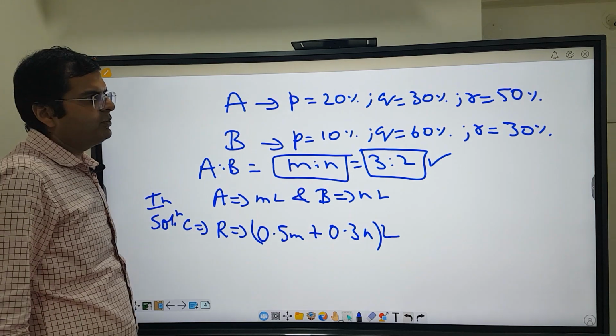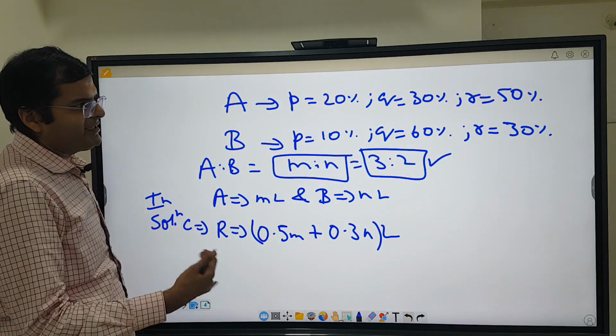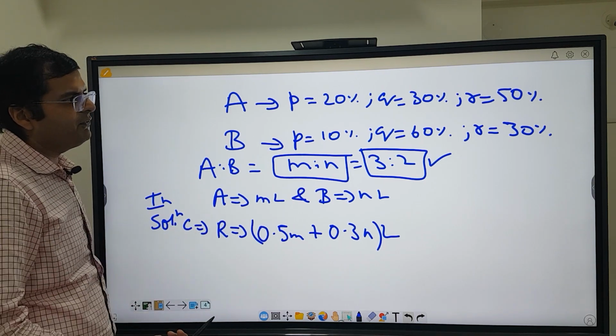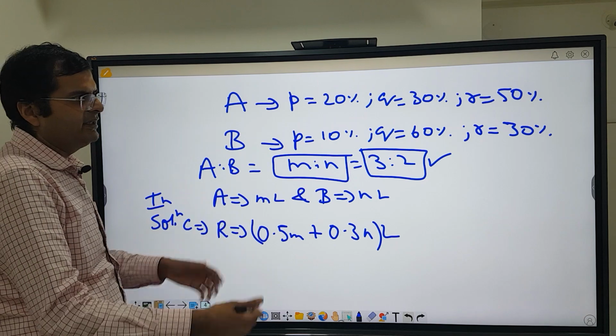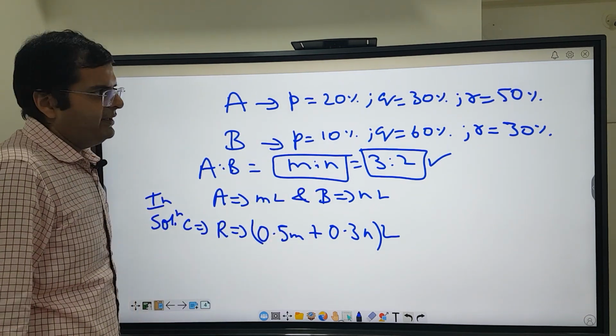Okay, that's how we solve this question. It might look like a pretty lengthy question, but I was basically explaining everything. So in the exam, if you get this kind of question, you can do it pretty fast if you're not explaining things and writing everything down. So 3 is to 2 is the answer here. All right.